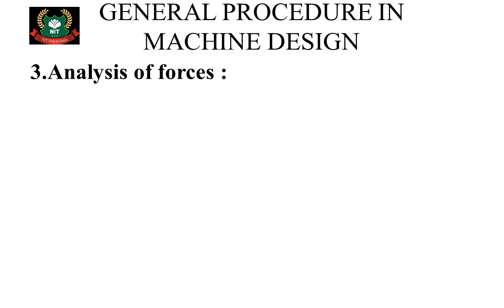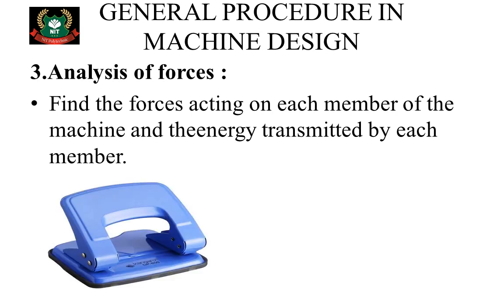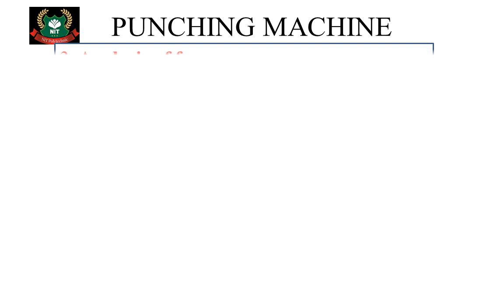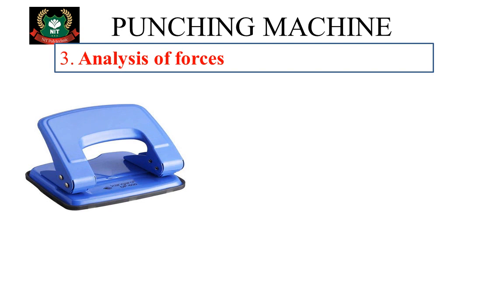The third step in machine design is analysis of forces acting on machine members. As shown in the figure, there is a punching machine on which force is acting from the top. This force will be transferred to the punch with the help of the spring mechanism, and a hole will be created on the paper. Here we analyze the various forces acting on the punching machine.